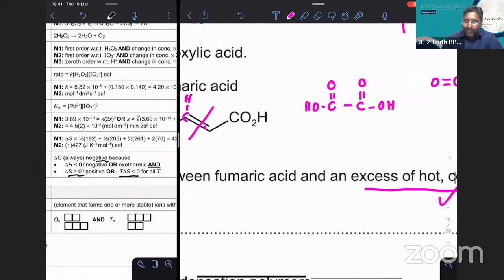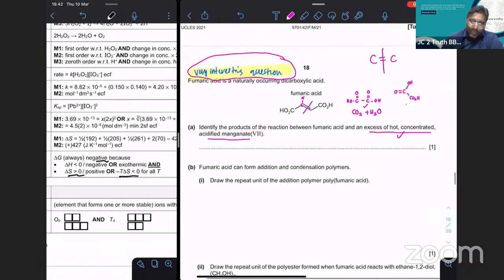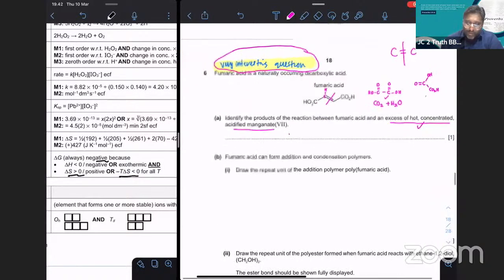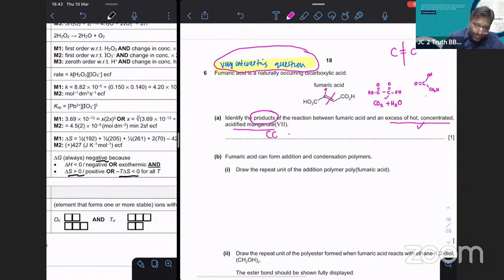But in this case, if you want to oxidize this, it can be further oxidized to give you what? They are going to give you carbon dioxide and water. So these are the two products that you are going to get. So don't go and write down ethane dioic acid. You will not get marked. Identify the products. It's carbon dioxide and water.